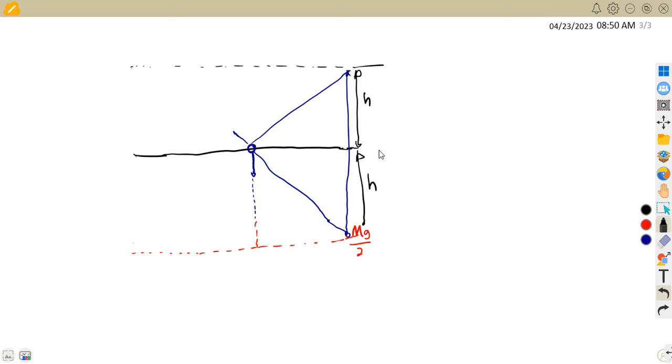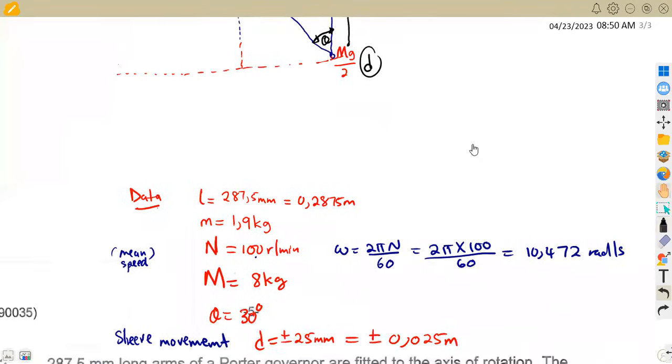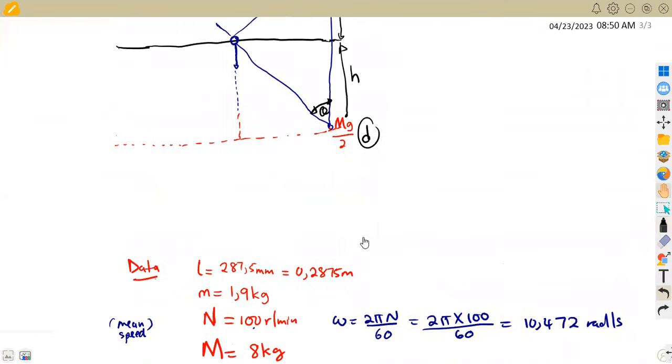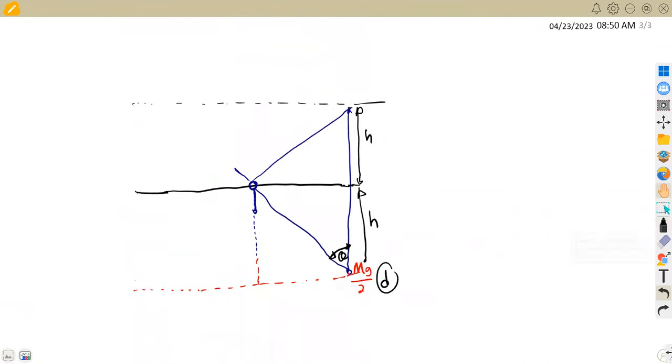But these heights are going to be determined by the sleeve movement, which is that D that I referred to. In this case, we are given this as the angle between the arm and the vertical line. The angle between these is your theta in this case, which is the 30 degrees that you are given. So we are going to indicate this as our 30 degrees.